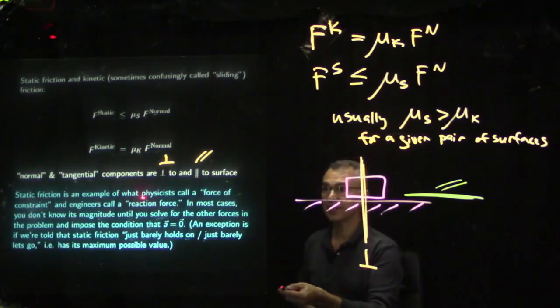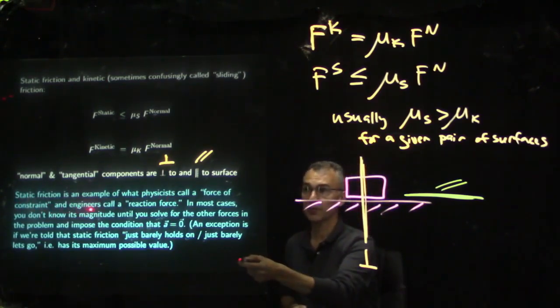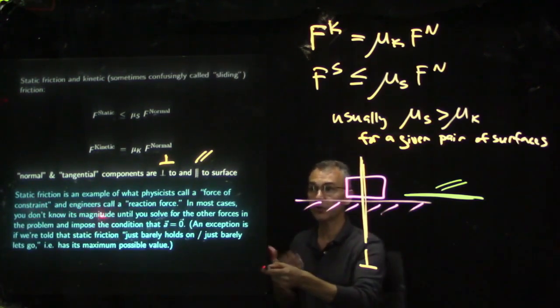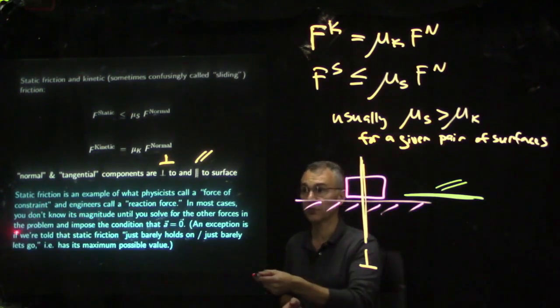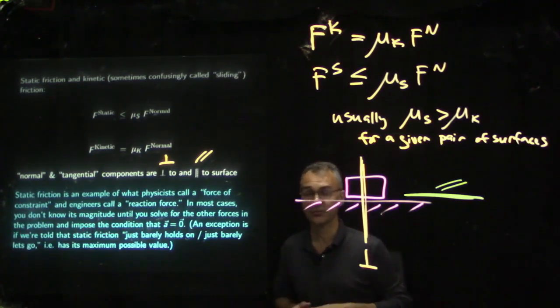So static friction is an example of what physicists call a force of constraint. And if I understand the usage properly, engineers tend to call this a reaction force. These forces have the property that in most cases you don't know the magnitude of the force until you solve for the other forces in the problem. And then you impose the condition of some known acceleration. And normally the condition is that the acceleration equals 0.